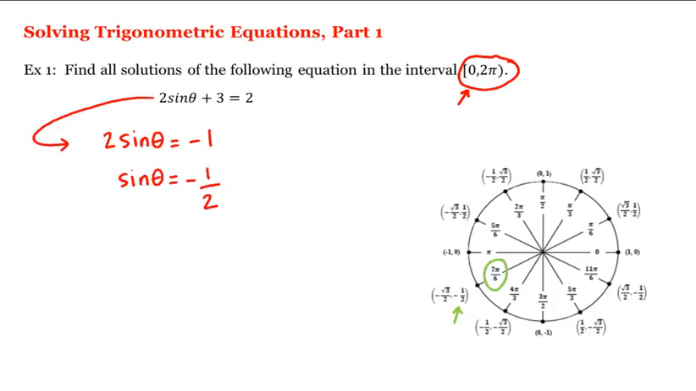But also over here in quadrant 4, the y-coordinate of this point is also -1/2, which corresponds to the angle of 11 pi divided by 6. Therefore, the sine of both of these angles will equal -1/2. Which means our answer here then is theta is equal to 7 pi divided by 6 or 11 pi divided by 6.